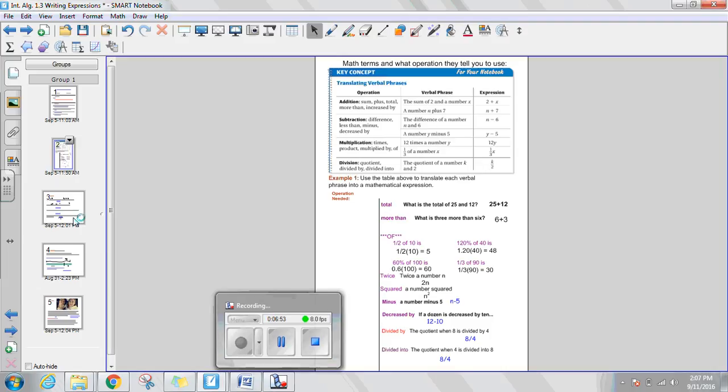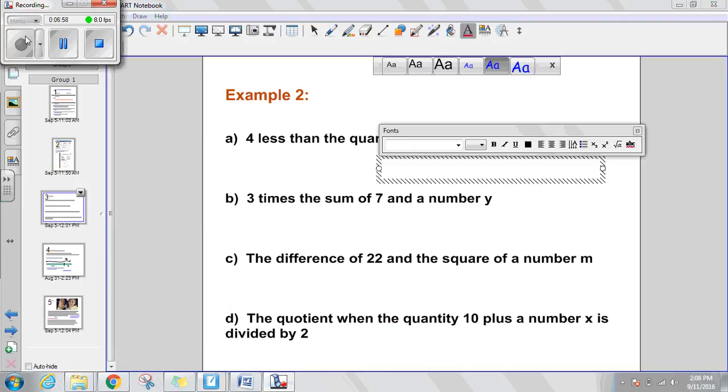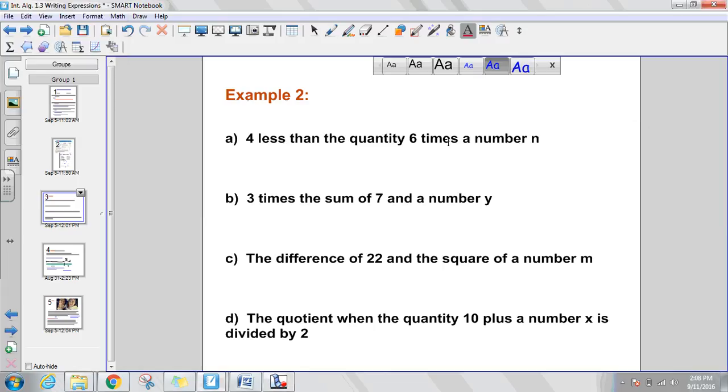Okay, let's go on to the next slide. Okay, on this next page, example 2, we are rewriting, I should have directions up here, but we're going to rewrite these verbal phrases as mathematical expressions. Or equations, if that's what they are. Okay, so the first one, we have 4 less than the quantity 6 times the number n.